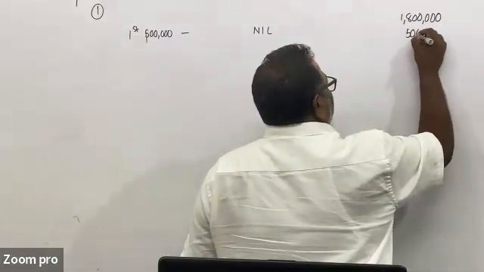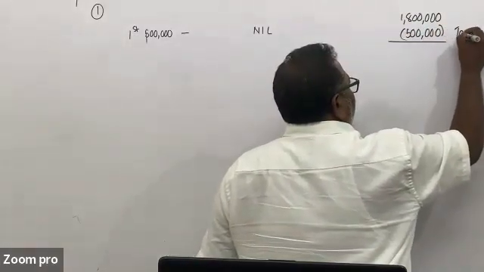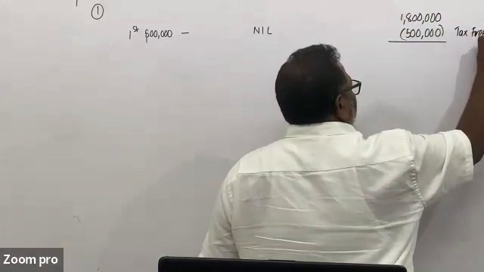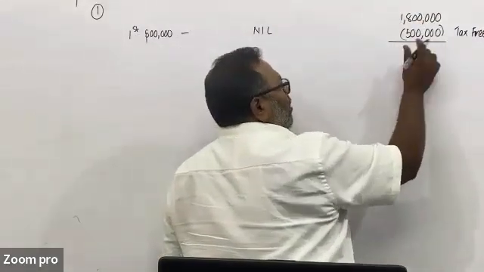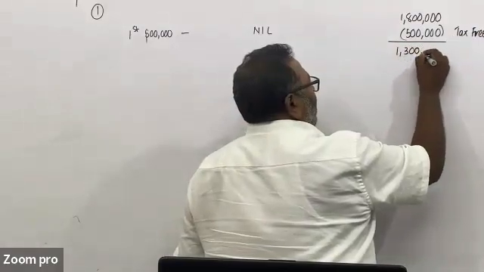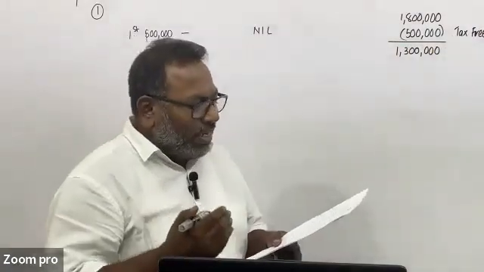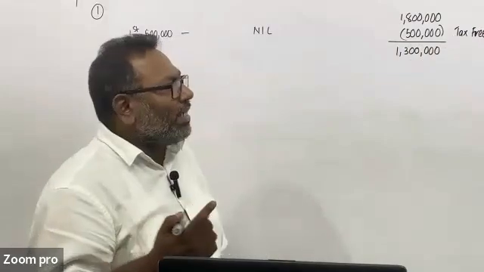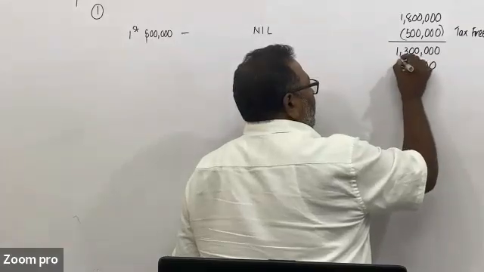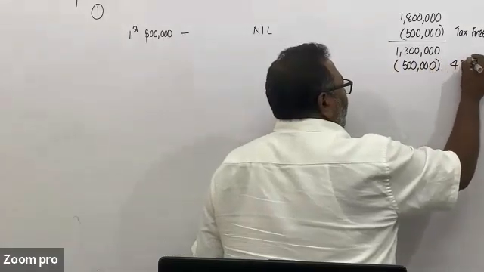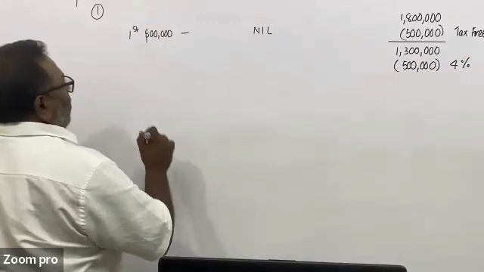So we can reduce this from here. For the first 500,000, tax free, right? So tax free for the first 500,000. So 1.8 million minus 500,000, you're left with 1.3 million, right? Then they are saying for the next 500,000, he has to pay 4% tax. So what is the next 500,000? So you can reduce 500,000 from here. So for this 500,000, how much tax does he have to pay?